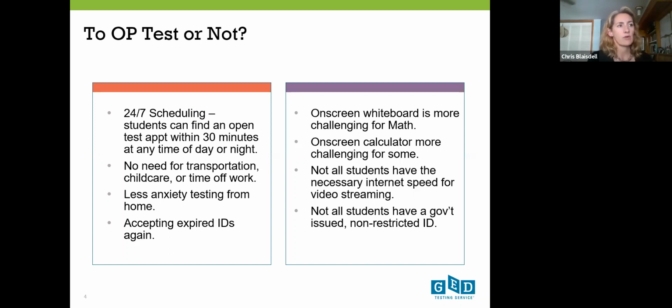We obviously also know that not all students have the necessary computer equipment, internet speed for video streaming, and all of those system setups. And then we also know that on the online proctored test, because of the artificial intelligence software that is scanning those IDs, we can't accept restricted IDs. So a restricted ID is something like a military ID. So there is the chance that a student may only have a military ID and they may not have another secondary ID. And so they may not be able to test online for that reason.